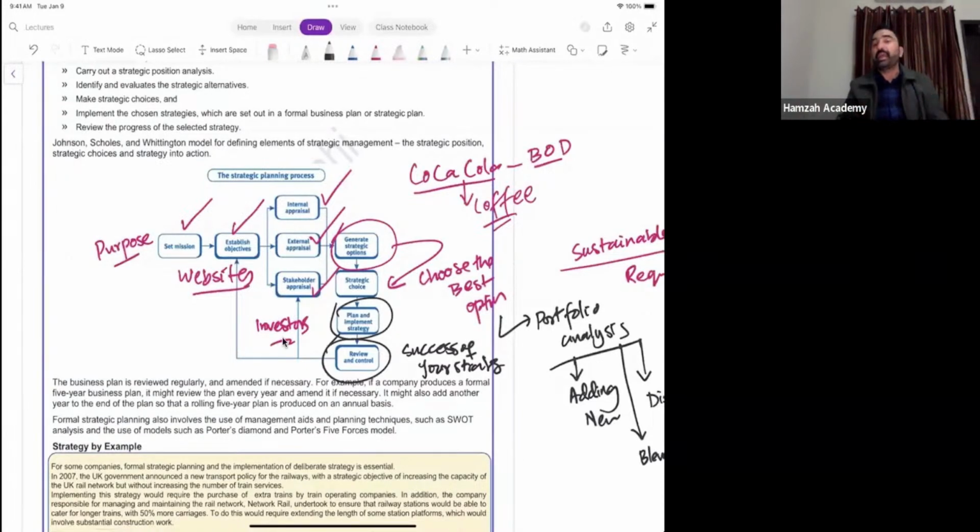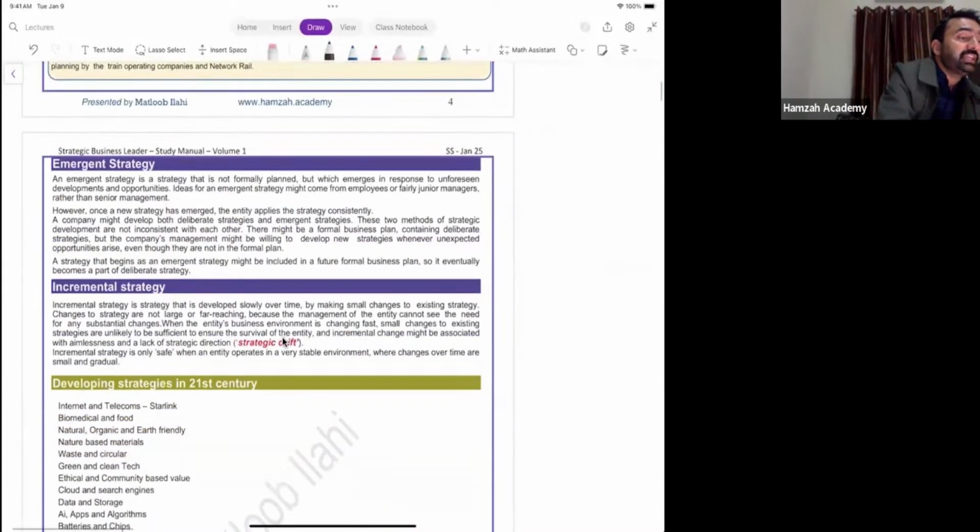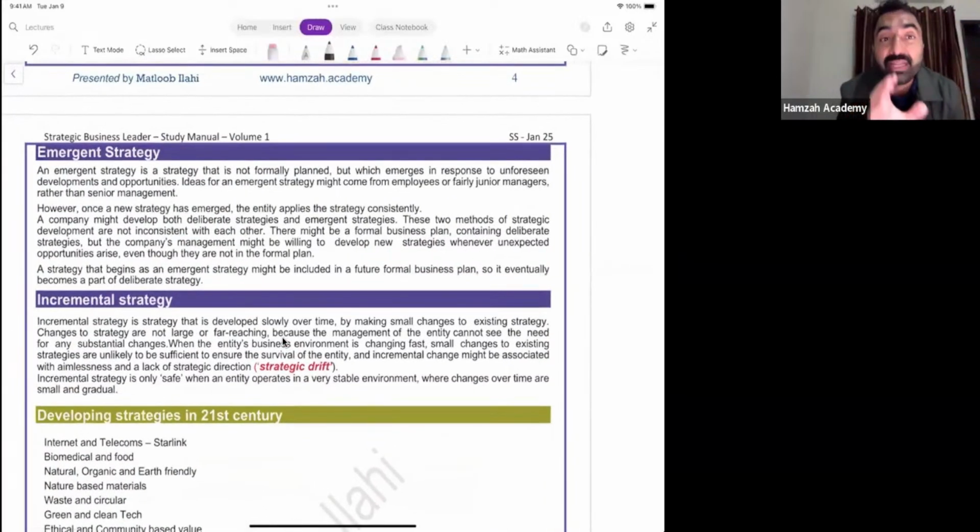So this is the strategy planning process. I hope you are clear now. Next, number two, the strategy development method called emergent strategy. What is emergent strategy? Emergent strategy does not require a detailed step-by-step process starting from the mission, then objectives, internal analysis and external analysis. No need for that. You just find an opportunity and space in the external environment and you jump on that.